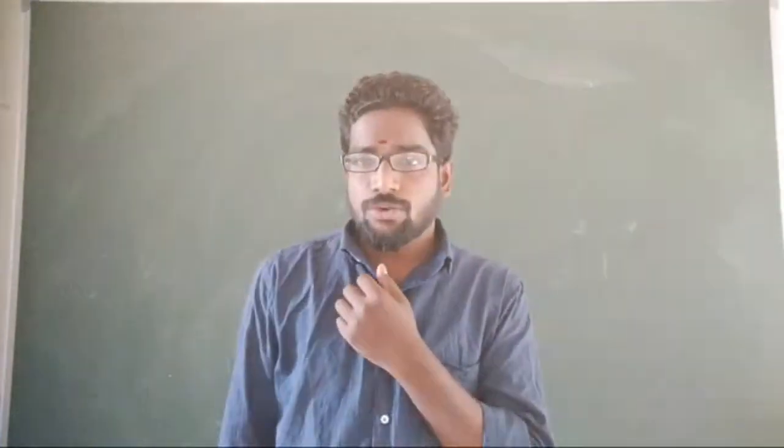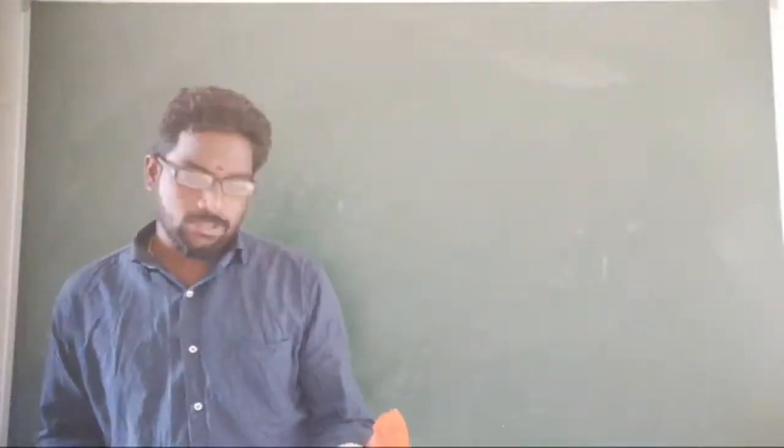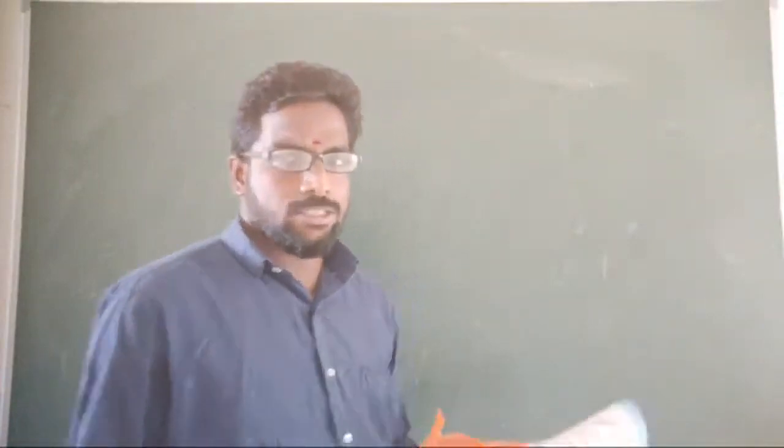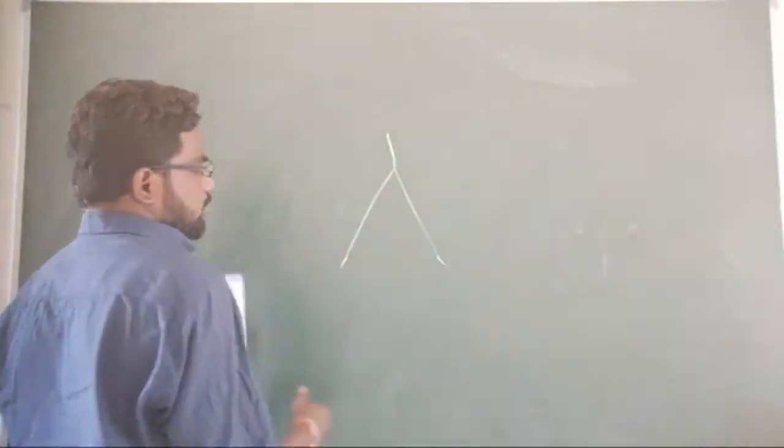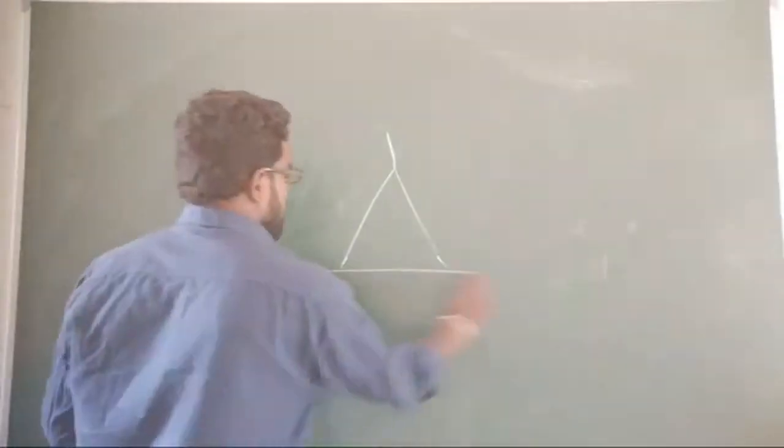Today, we are going to solve the problems of exercise 5.1. What's the use of a divider? In your compass box, your geometry box, you will have a divider like this. Here a small edge, here a sharp edge. Just use it to locate on the map.